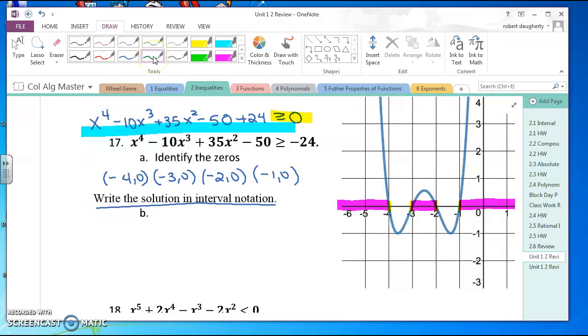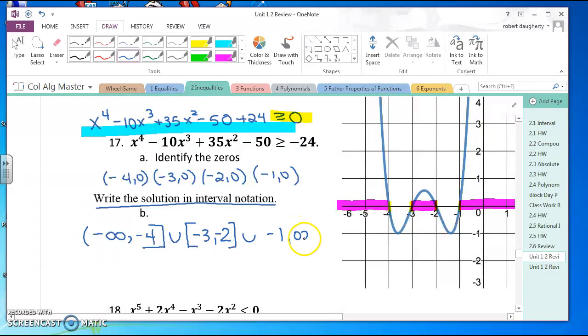Since it's greater than or equal to, I'm going to be cautious about my brackets with square brackets. So the first interval is negative infinity to negative 4, parentheses on negative infinity, and square bracket on negative 4. Second interval is negative 3 to negative 2, square brackets around that. Third interval is negative 1 to infinity, square bracket on the negative 1.